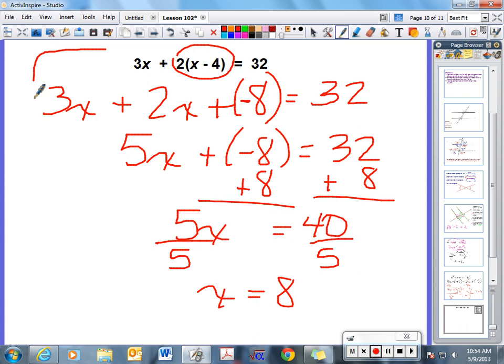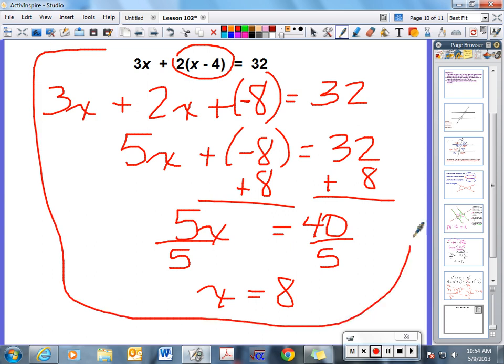Guys, this is the kind of work that I want to see with your equations. All I want to see is what you're doing to each side. Okay, so I need to see this step right here, the add 8, and I need to see that you divided both sides by 5 also. All right, now you can go to your practice set and do G through J. So G, H, I, and J. That would be 4 of those types of equations.